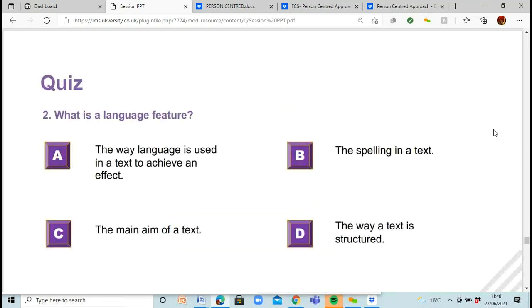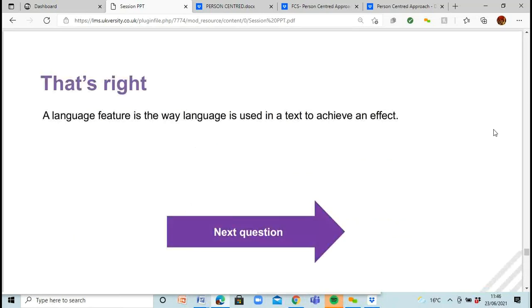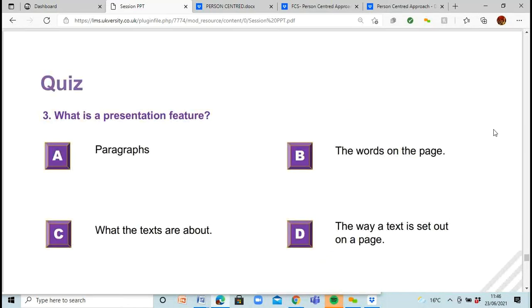So well done. So number 2, what is a language feature? The way language is used in a text to achieve an effect, the spelling in a text, the main aim of a text, or the way a text is structured? A. Yes, well done. I agree with you totally. The way language is used. Let's double check. And it is. Well done. You're on fire today. Good one. And then last one.